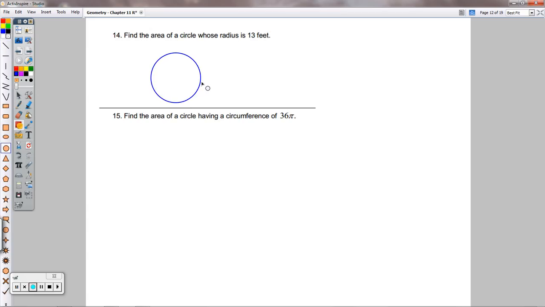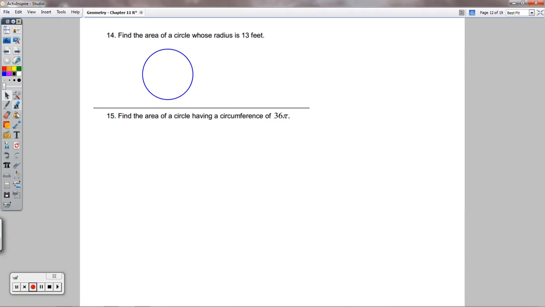So here's a circle for you, and the radius is 13. So we're just saying from here to here, 13 feet. The area of any circle is pi r squared. So this would be pi times 13 squared. An exact answer would be 169 pi. An approximate answer to the nearest tenth is going to be 530.9 feet squared.